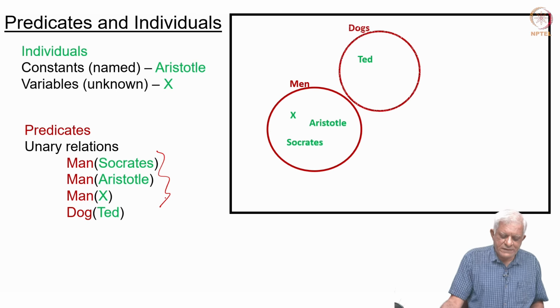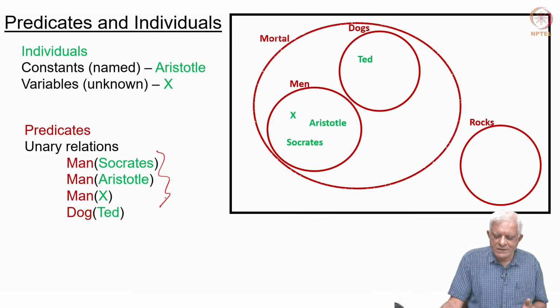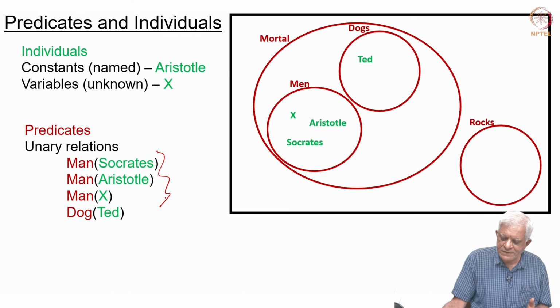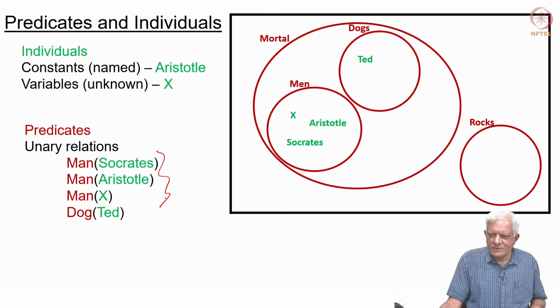If you say that Ted is a dog, then we are talking of another category called dog, and we are saying Ted belongs to that category. So, it is a member of the set of dogs, and we have the set of rocks, for example, and the set of mortal entities, for example, and here we are showing that rocks are not mortal, in the sense that rocks do not die. Of course, they may erode and that kind of stuff, but that is a different matter.